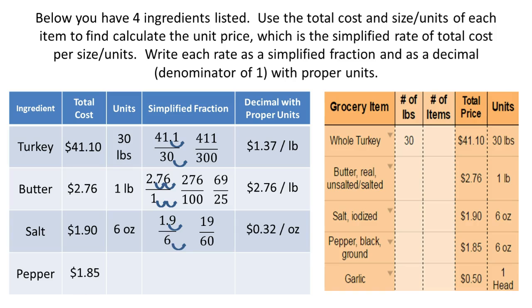Same thing with pepper, $1.85 for 6 ounces. Dollar amount goes up top, the unit goes down below. Move the decimal over. It's a lot easier to simplify when you have whole numbers. Gives me 185 over 600. If I divide top and bottom by a GCF of 5, I get 37 over 120. To turn it into a decimal, divide it straight out. I'm going to get 32 cents per ounce.